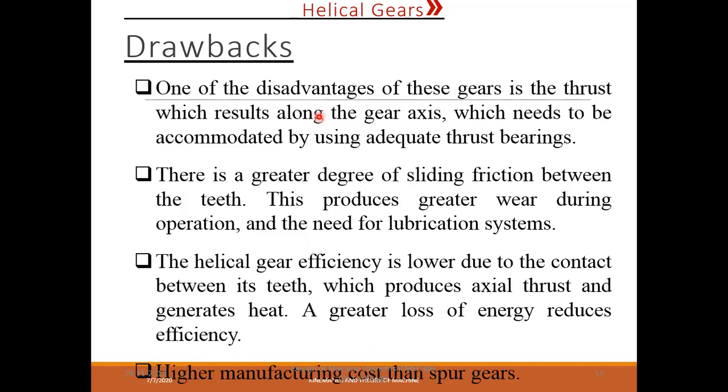One of the disadvantages of these gears is the thrust which results along the gear axis, which needs to be accommodated by using adequate thrust bearings.